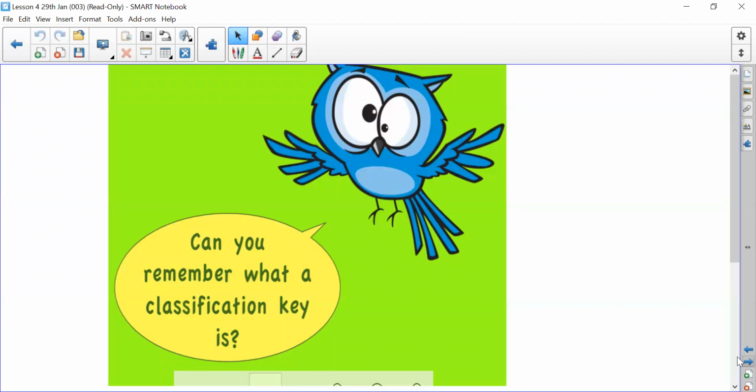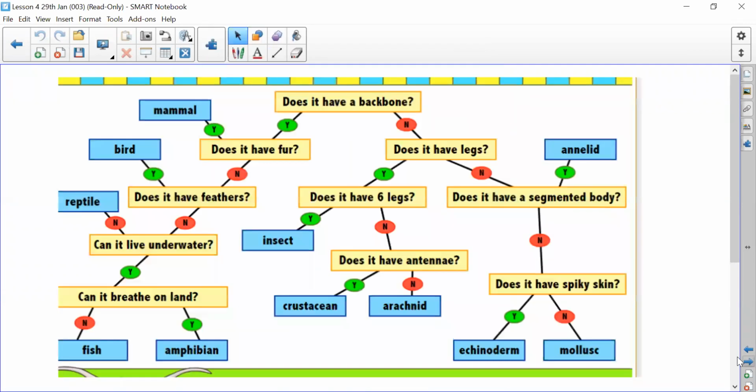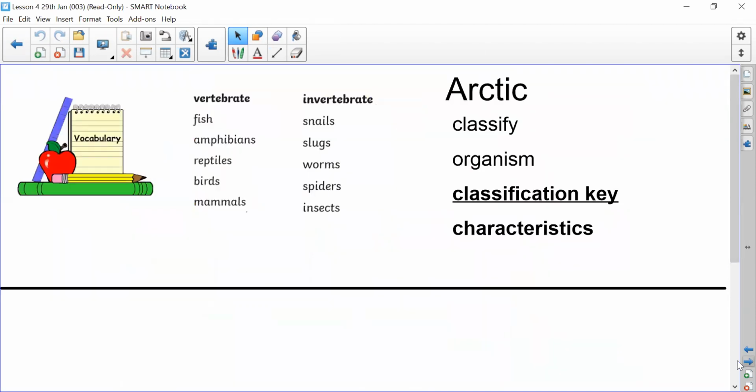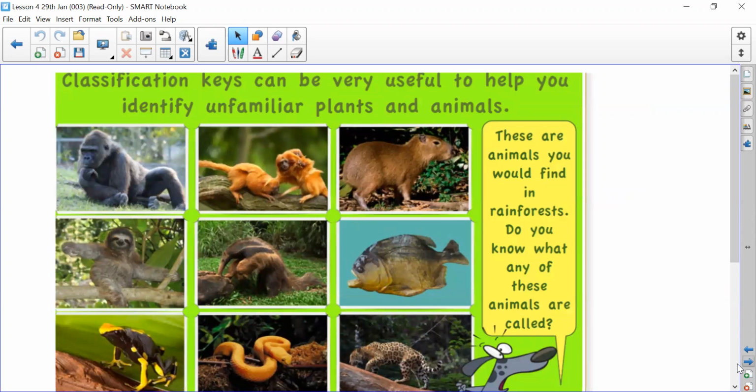So can you remember what a classification key is? Do you remember the one we looked at? It was like this. You had to start with the question at the top, and then you have two answers, yes or no, and you follow it down until you find the right answer. So very similar vocabulary to last week. The only thing I'm bringing in here is the Arctic at the very top of the Earth. Well, I should say the northernmost part of the Earth rather than the top. So classification keys can be very useful to help you identify unfamiliar plants and animals.